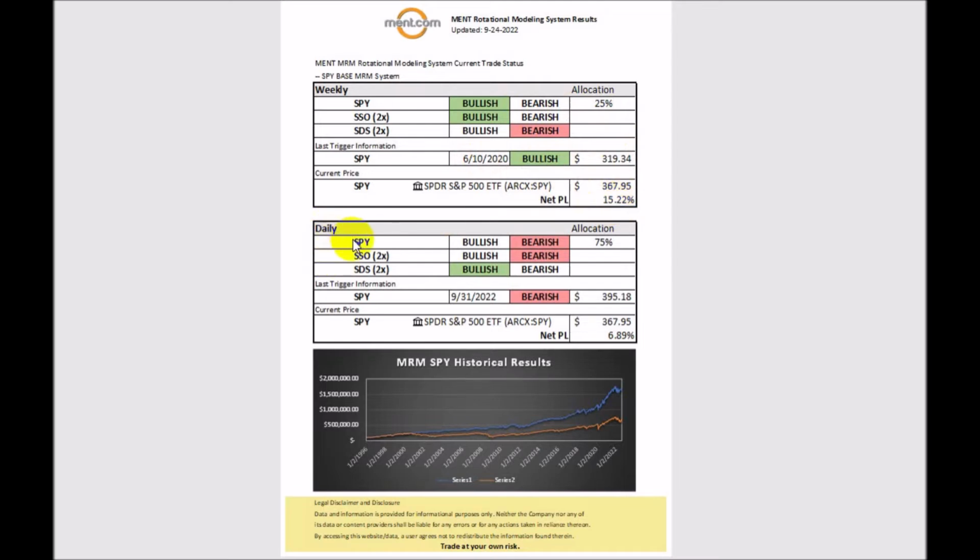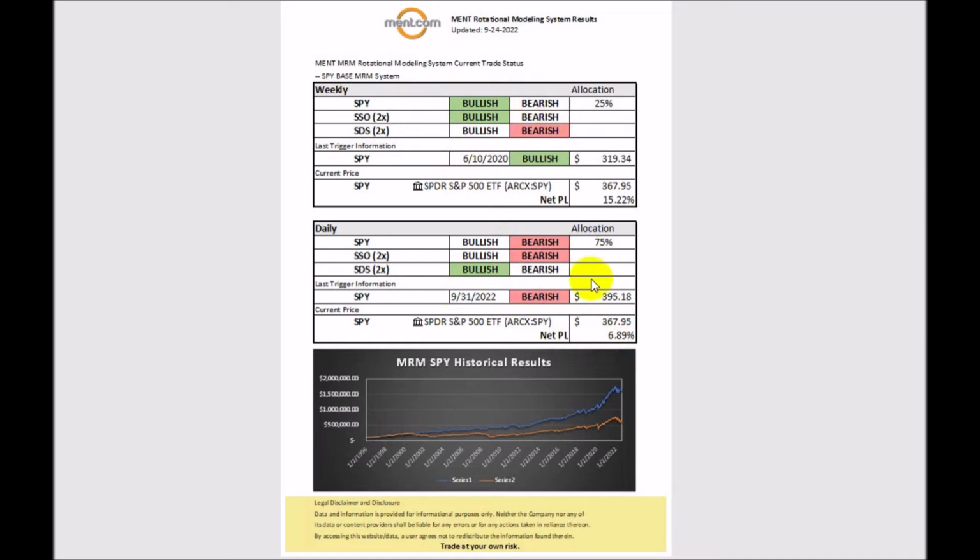And the daily, which is bearish, the SPY, we've got a 75% allocation. Last triggered on 9/31/22. I've got to check that because that is actually incorrect. I'll have to fix that because that's 3 days from now. At 395, we actually have a 367 price here. This is probably 8. I probably typed in the wrong number. We have almost 7% profit on the daily side.